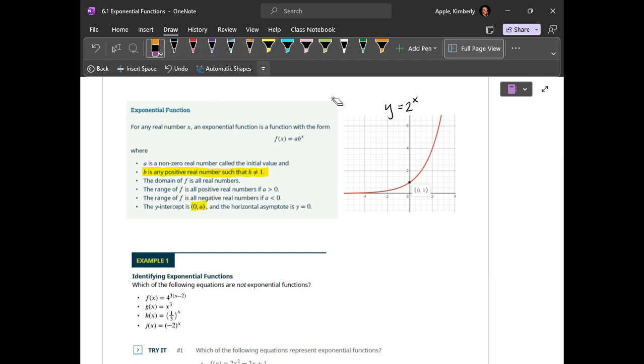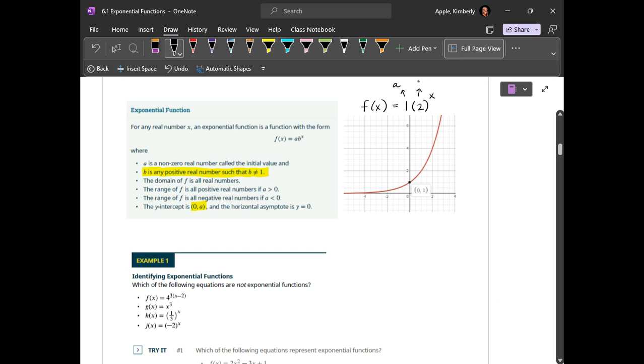And so again, let me rewrite this for you so you can see the a value. This function is f of x equals 1 times 2 to the x. And so this is a, this is b. And so as you can see here, the y-intercept is always (0, a). And so that stands here. This would be (0, a).